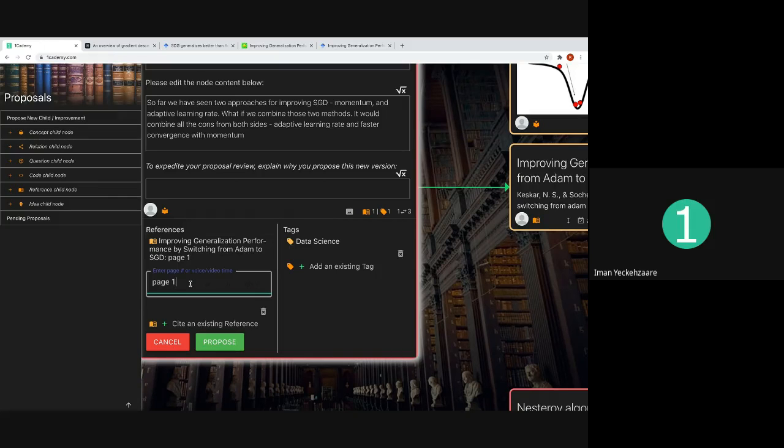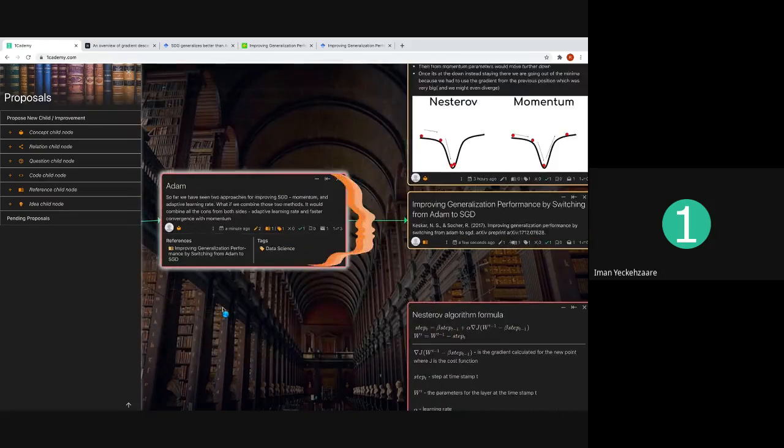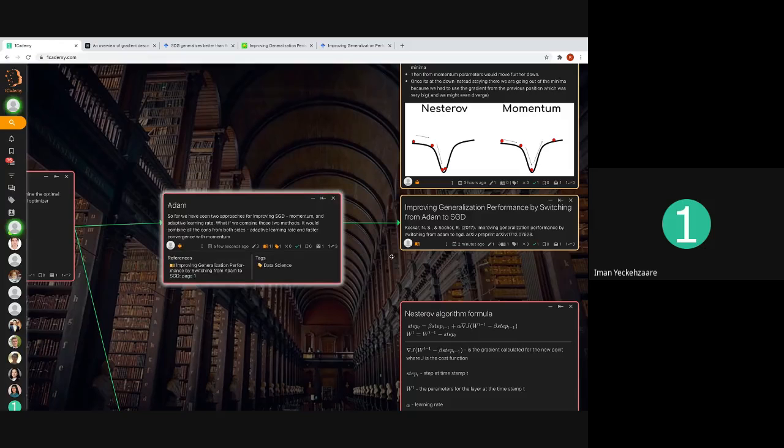So propose it, please. And also add it to the other nodes where you have used the content from that paper. Oh, okay.